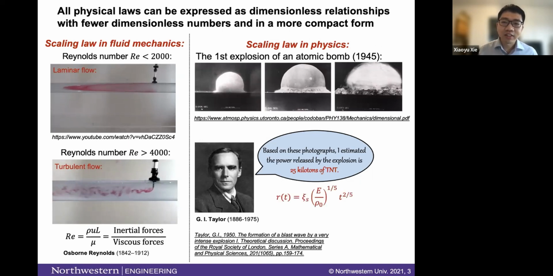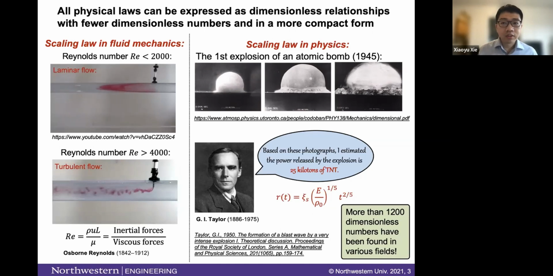So how did G.I. Taylor make the estimation with such limited data? This is because he used dimensional analysis and derived this simple equation about the energy, and he could read the length and time from these photos and estimate the energy.